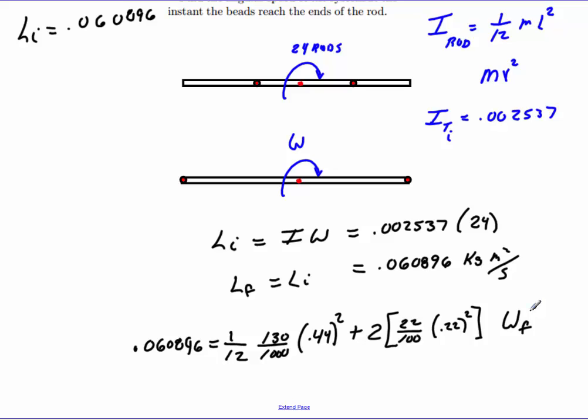Okay, I'm going to work 2 more problems and we're done. After you get this, you okay with that? All of that is multiplied by omega final. That's omega final, yes. Because, again, it's just moment of inertia times omega.